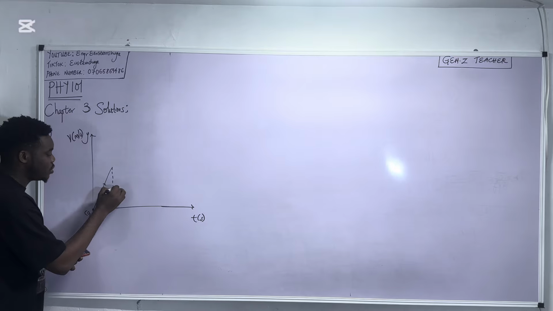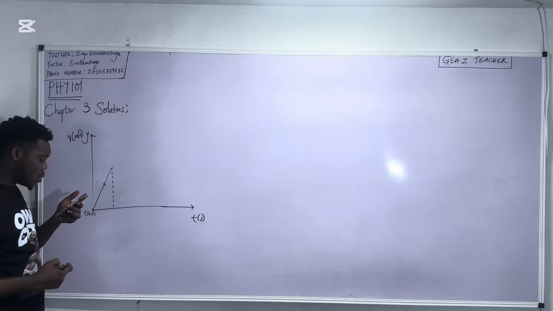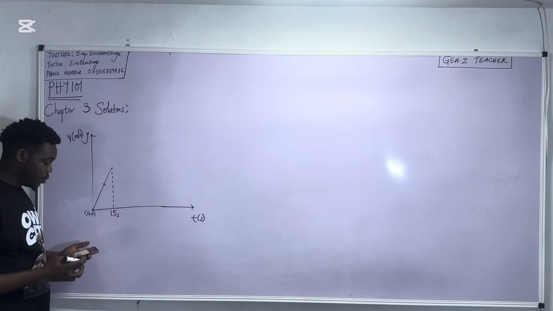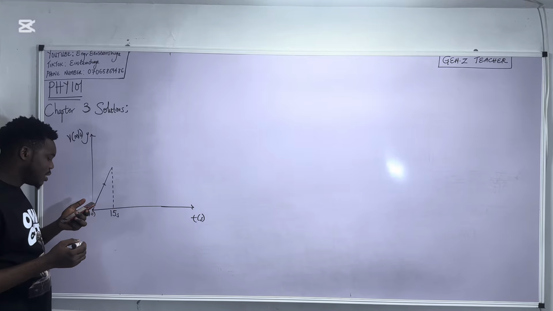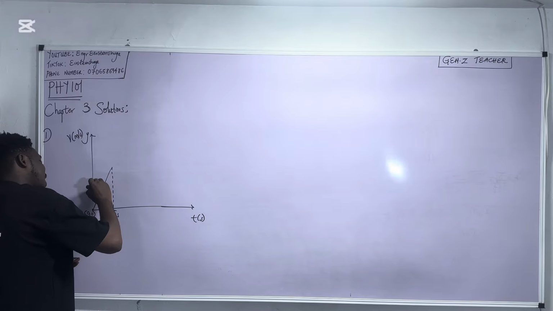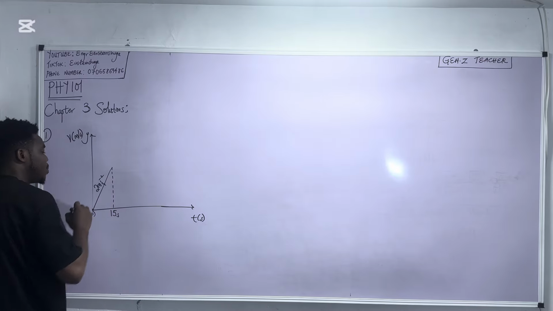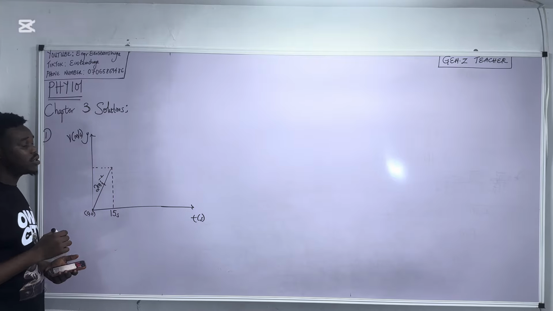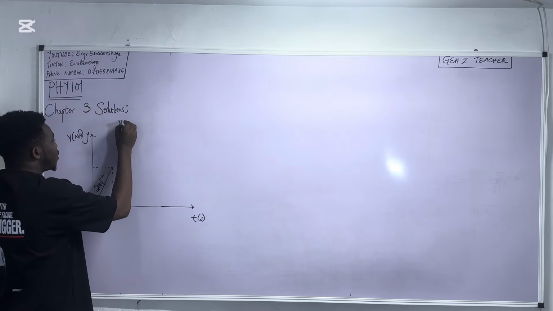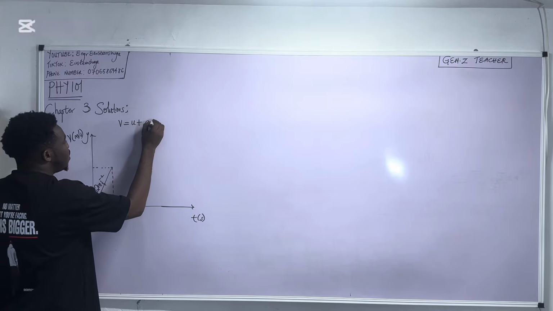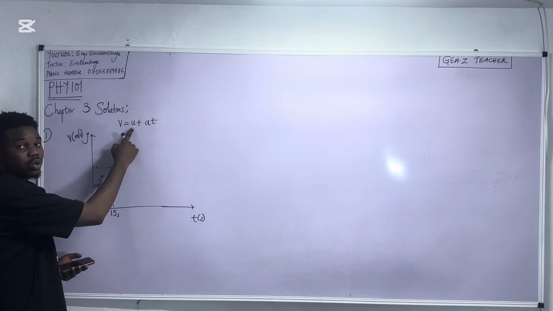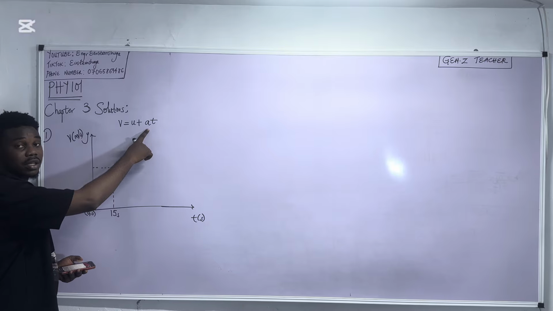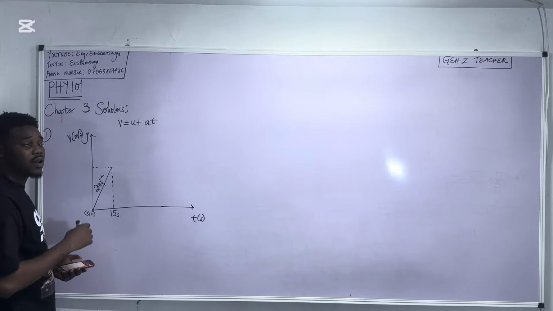How many seconds did you accelerate for? For 15 seconds. So we have 15 seconds on the time axis. And then we can find the velocity, because we were given the acceleration as 2 meters per second squared in the question. Now, what then would be the velocity? Recall, v equals u plus at. What is u? u is initial velocity, a is acceleration, t is time, and v is final velocity.